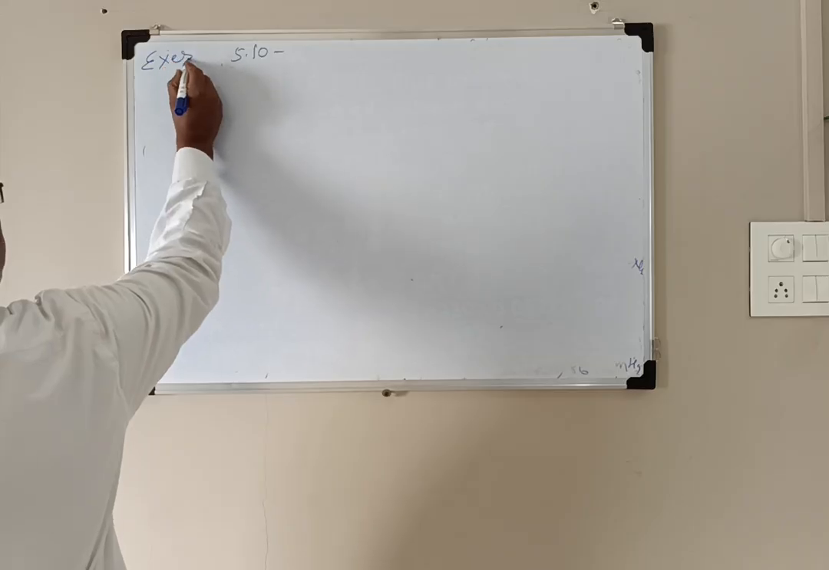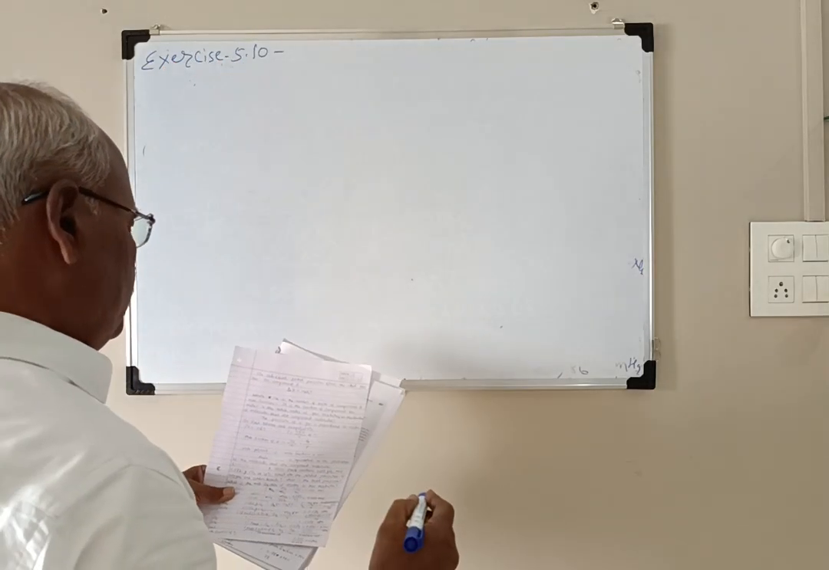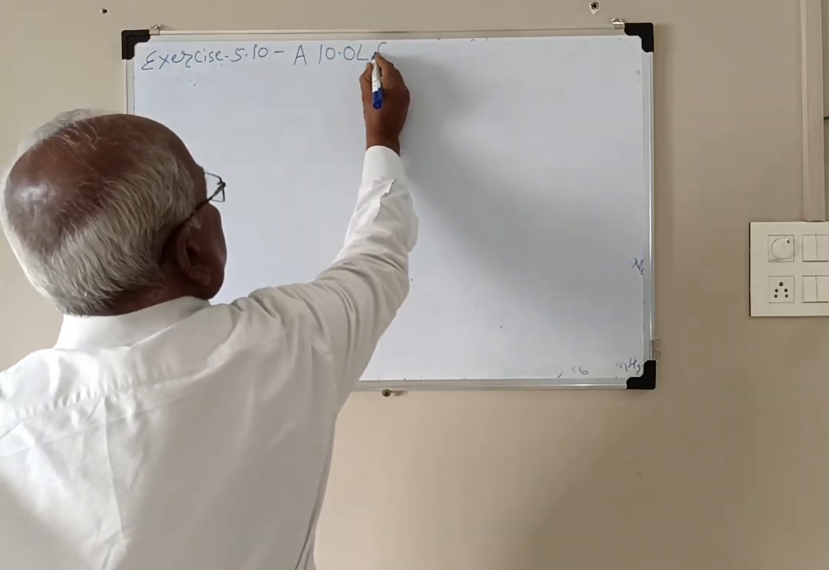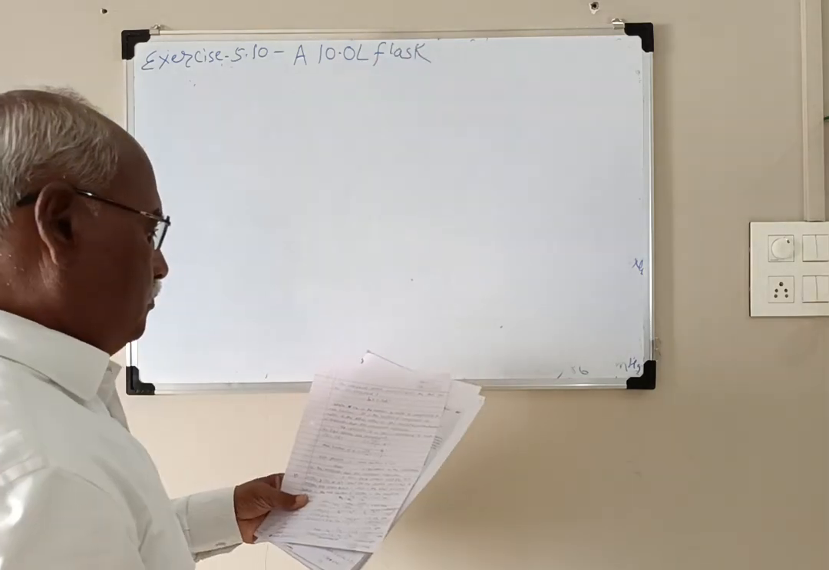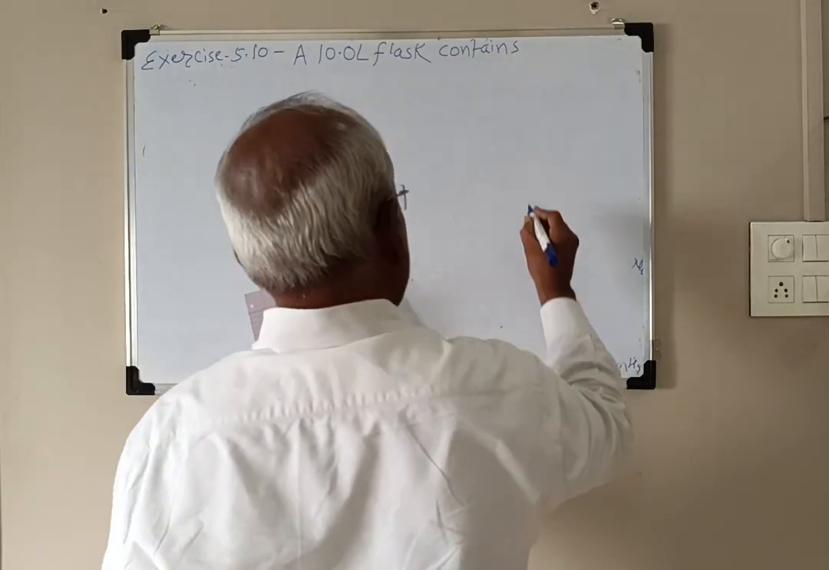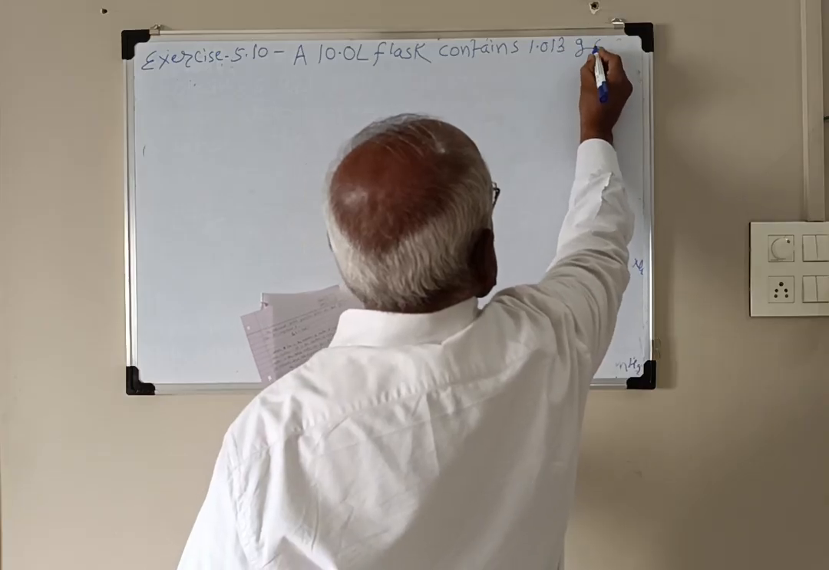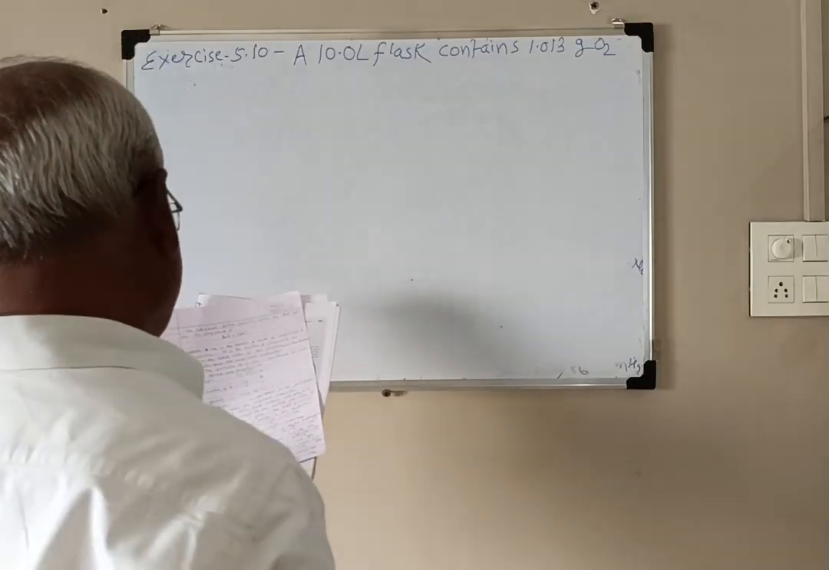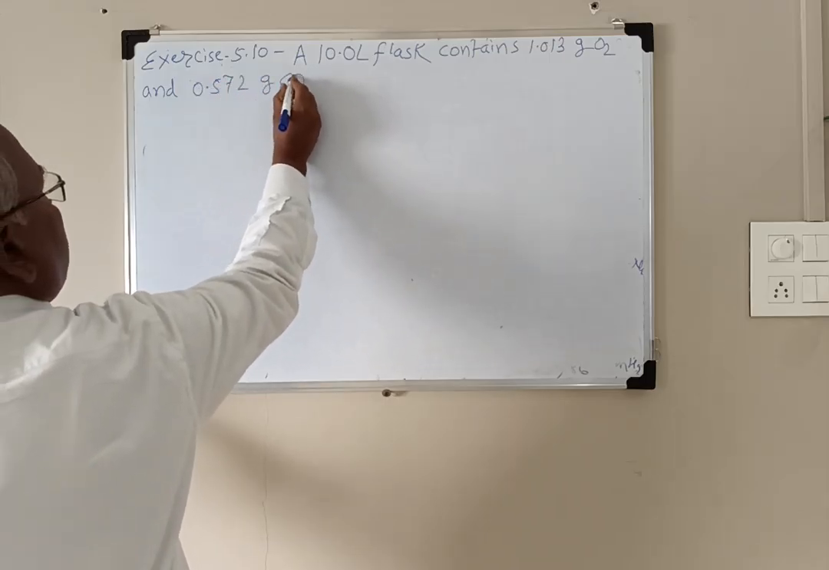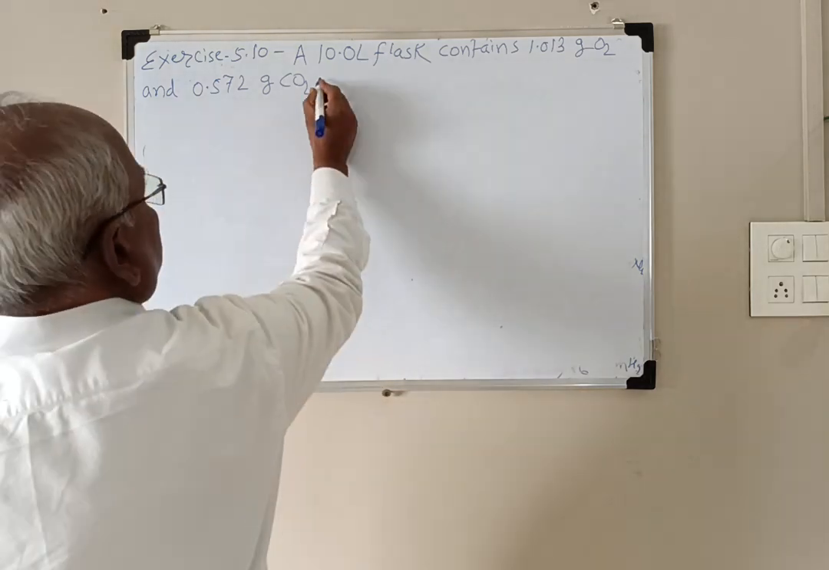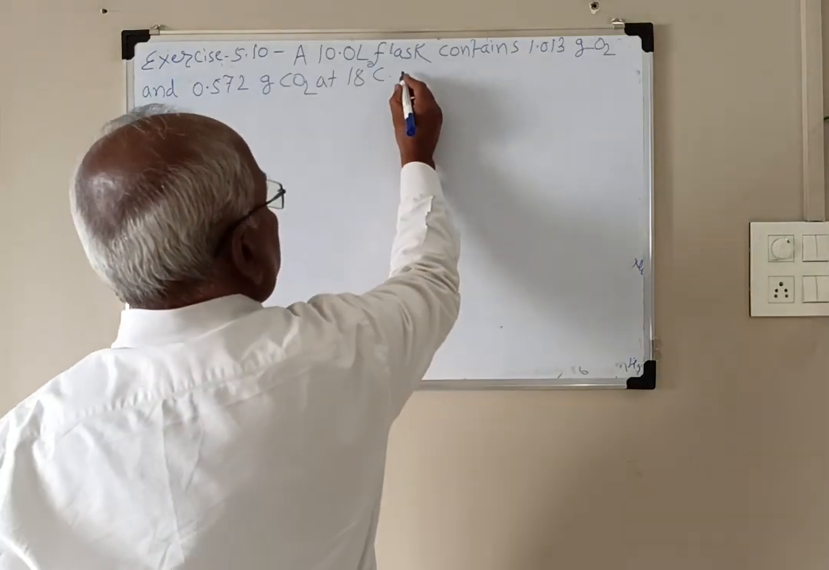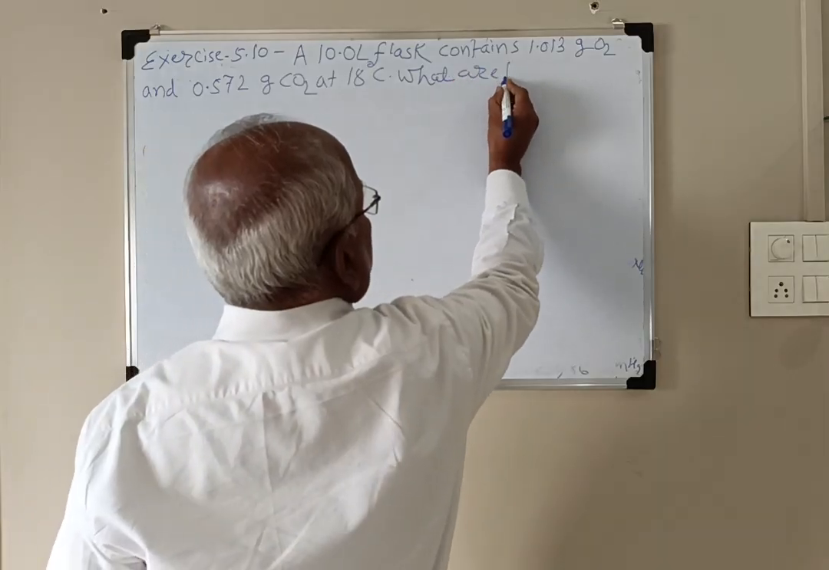Exercise 5.10. A 10-liter flask contains 1.013 gram of O2 and 0.572 gram CO2 at 18 degrees centigrade. What are the partial pressures?